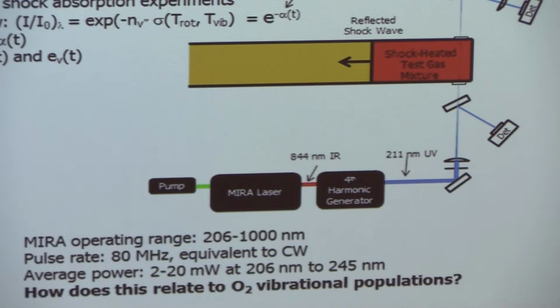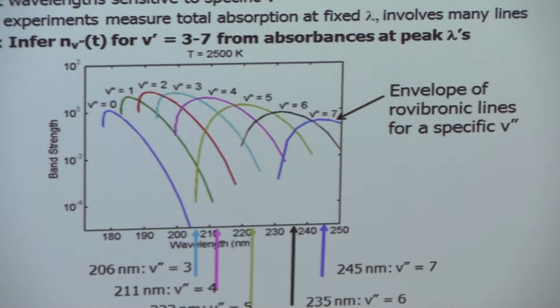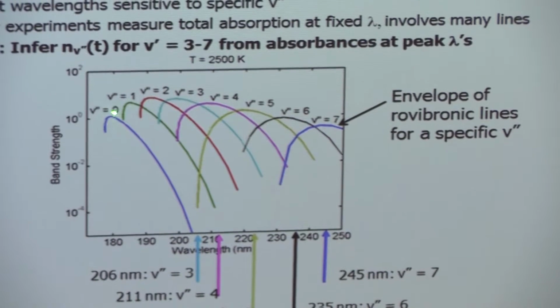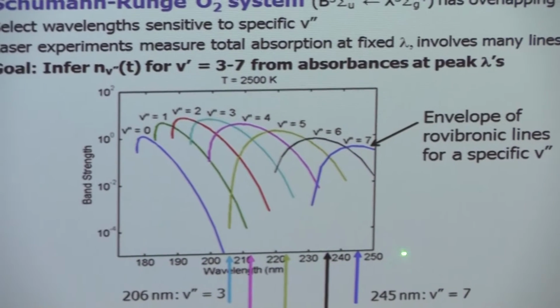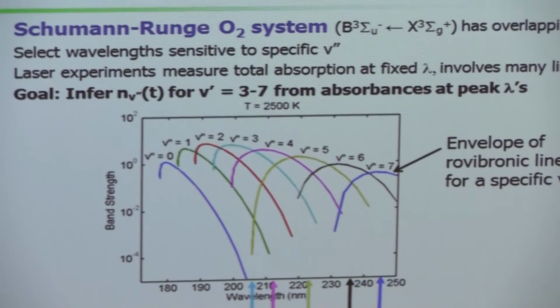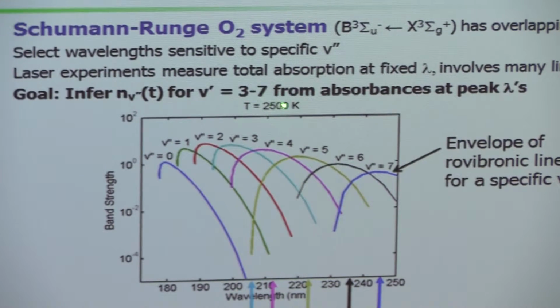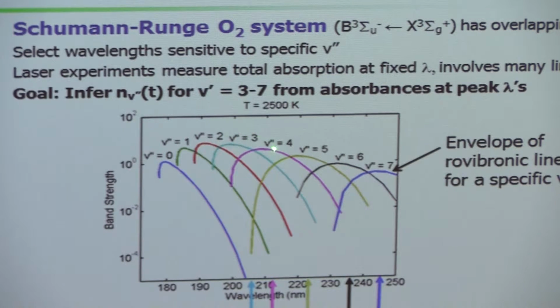So the question is, how does this relate to the vibrational population? If we were to plot band strength or cross-section for different vibrational quantum numbers versus wavelength at a given temperature of 2,500 degrees, these are the absorptions that would occur in different vibrational quantum numbers.